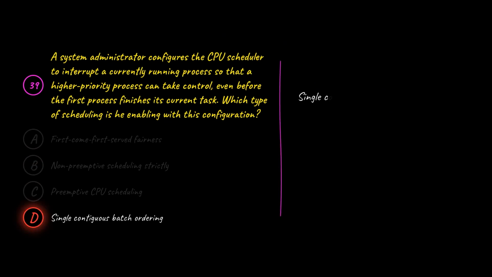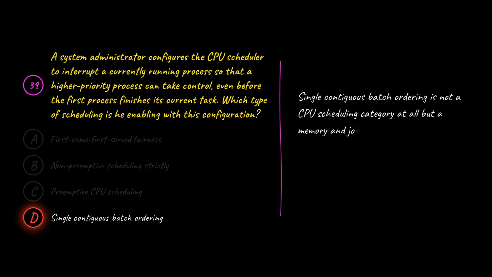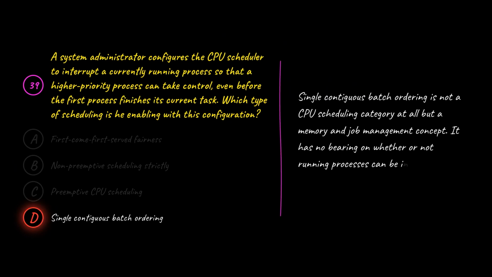D is wrong because single contiguous batch ordering is not a CPU scheduling category at all, but a memory and job management concept. It has no bearing on whether or not running processes can be interrupted during execution.